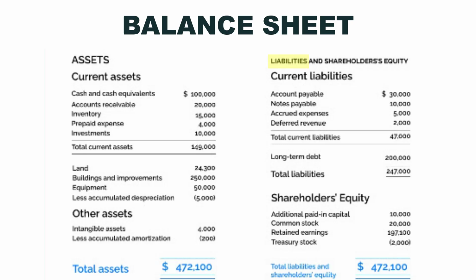Liabilities are what the company owes to others: debts, loans, or accounts payable. These are obligations the company needs to fulfill. Equity is the shareholders', also known as the owners', stake in the company. It's essentially what's left over after subtracting liabilities from assets.